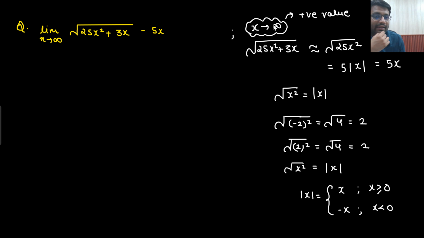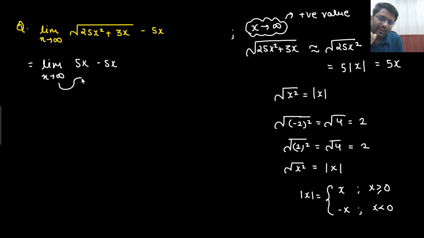If x was tending to minus infinity, then the square root of 25x squared plus 3x would be minus 5x. So always take care of the limit. It is tending to the positive value, that's why it has come out to be 5x. Okay, so this is a very important point. So what we have approximated, sir, limit x tending to infinity, 5x minus 5x.